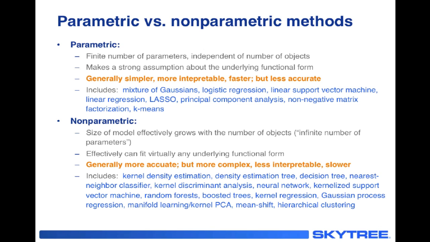All of these are parametric: mixture of Gaussians, logistic regression, linear support vector machine, linear regression, lasso, principal component analysis, non-negative matrix factorization, k-means. I think I added independent component analysis too. Okay, more or less, parametric methods are what we think of as classical statistics.